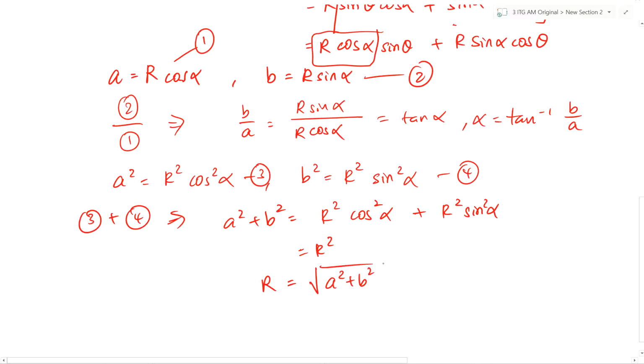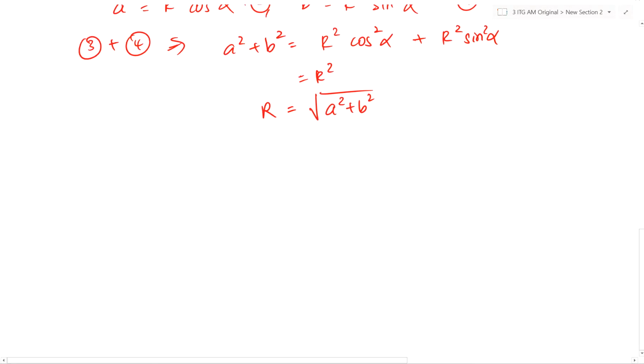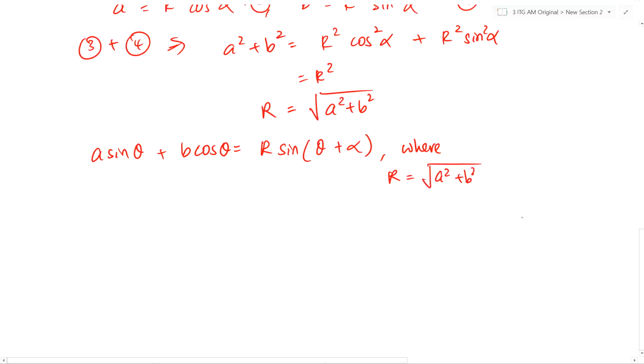Now this is all recorded. You can watch it again. But at the end of the day, I just need you to take away something: a sine theta plus b cosine theta is r sine theta plus alpha, where r is equal to the square root of a square plus b square, and tangent alpha equals b over a. This is known as the R formula.